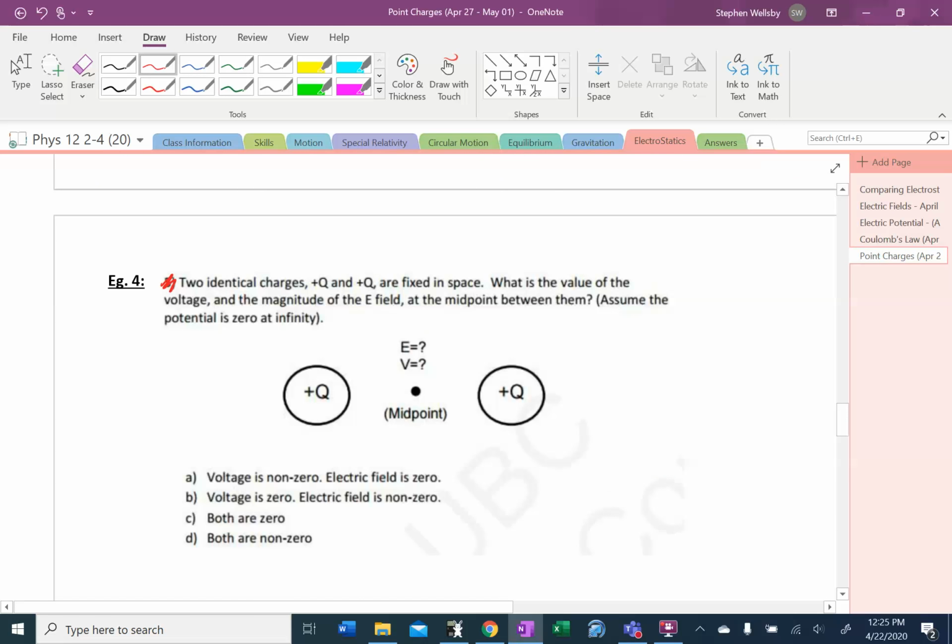Two charges, plus Q and plus Q, fixed in space. What's the value of the voltage, or potential, and the electric field at this midpoint? And we're assuming, as always, that the potential is 0 at infinity. So pause the video here, and I want you to think about this. Which of these four answers is the correct one? Pause the video here, and come back when you've thought about it and you think you have your answer.